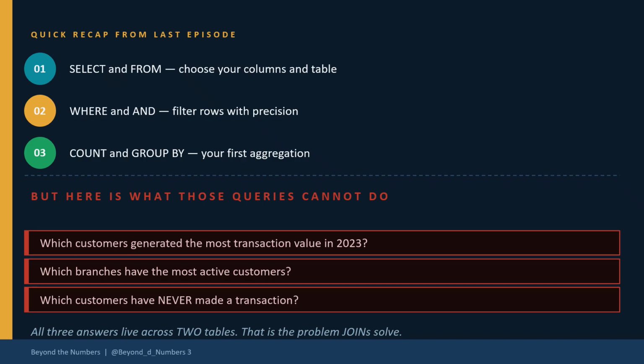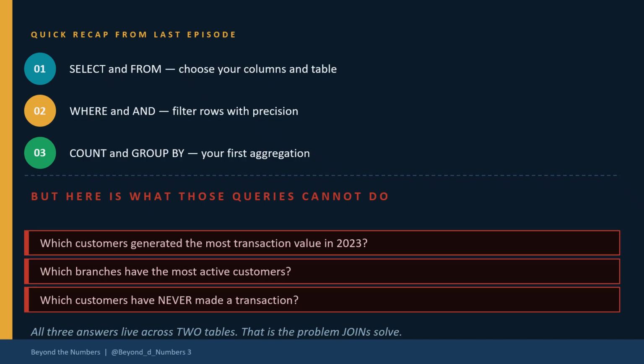Now look at these three questions that you have on the screen. You have which customers generated the most transactions in 2023. Then we also have which branches have the most active customers. Then lastly, we have which customers have never made a transaction. Every single one of those questions requires data from two different tables.